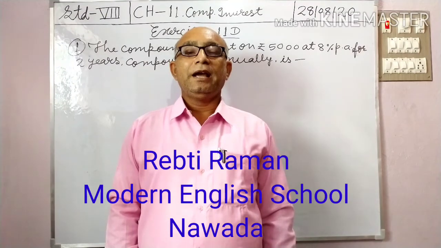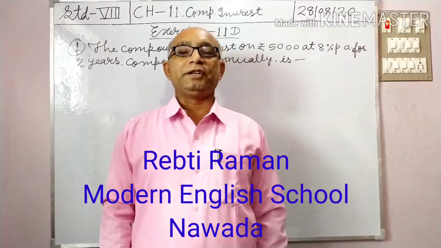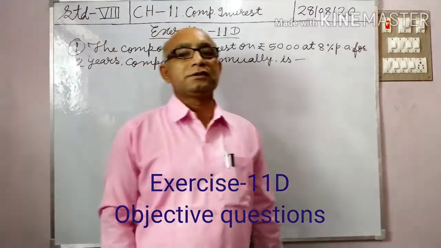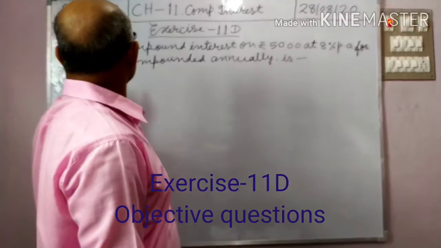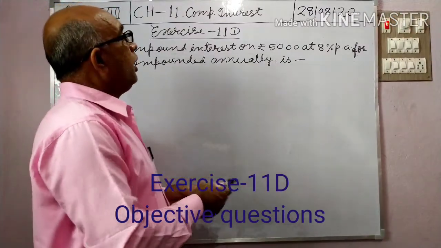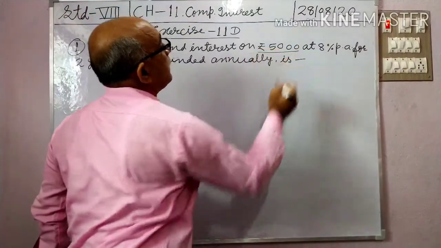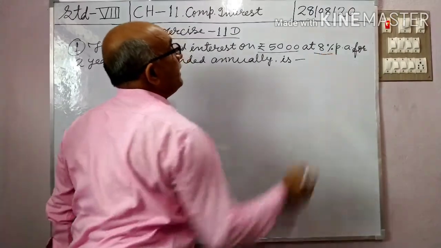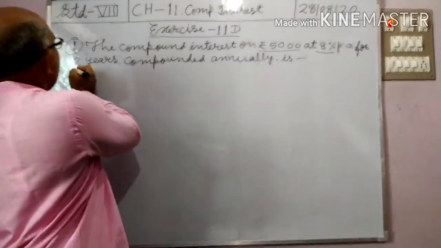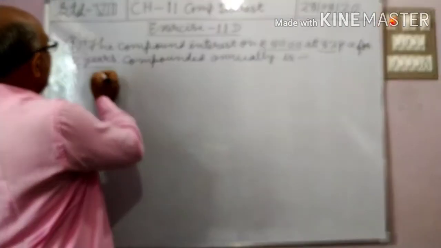Students, today I shall solve exercise 11D objective questions. One question is written on this board. Question number 1. The compound interest on rupees 5,000 at 8% per annum for 2 years compounded annually.